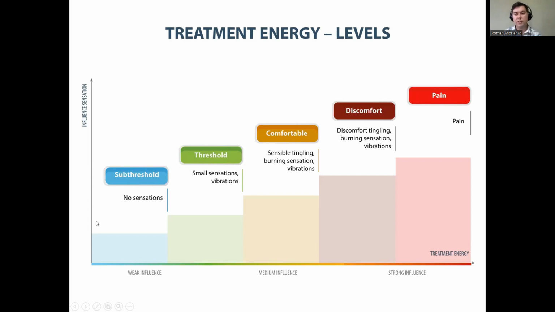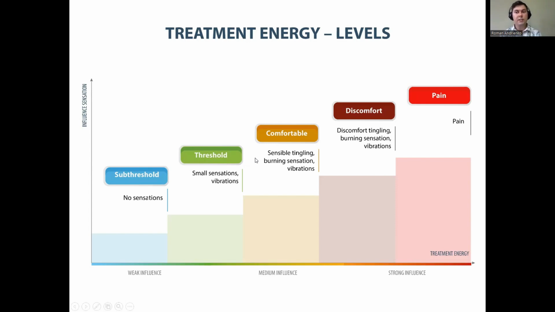Subthreshold level starts when you switch on your device with energy 1. You didn't do anything yet. You apply your electrode to the skin, but the Scenar device is already operating. But that means that you are operating on a subthreshold level of energy because there are no sensations. You press the plus button. You can do that either by single pressings or pressing and holding it. And at some point, your patient will say, oh, now I feel something. Now I feel like some sort of vibration. This is when you reach the threshold energy level.